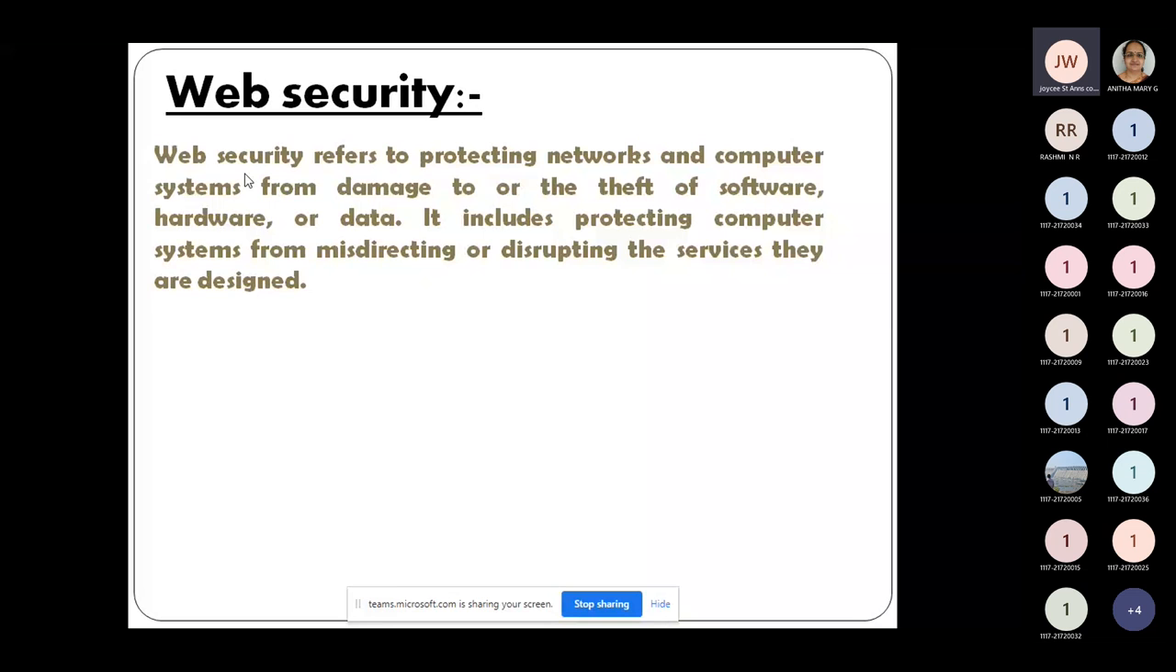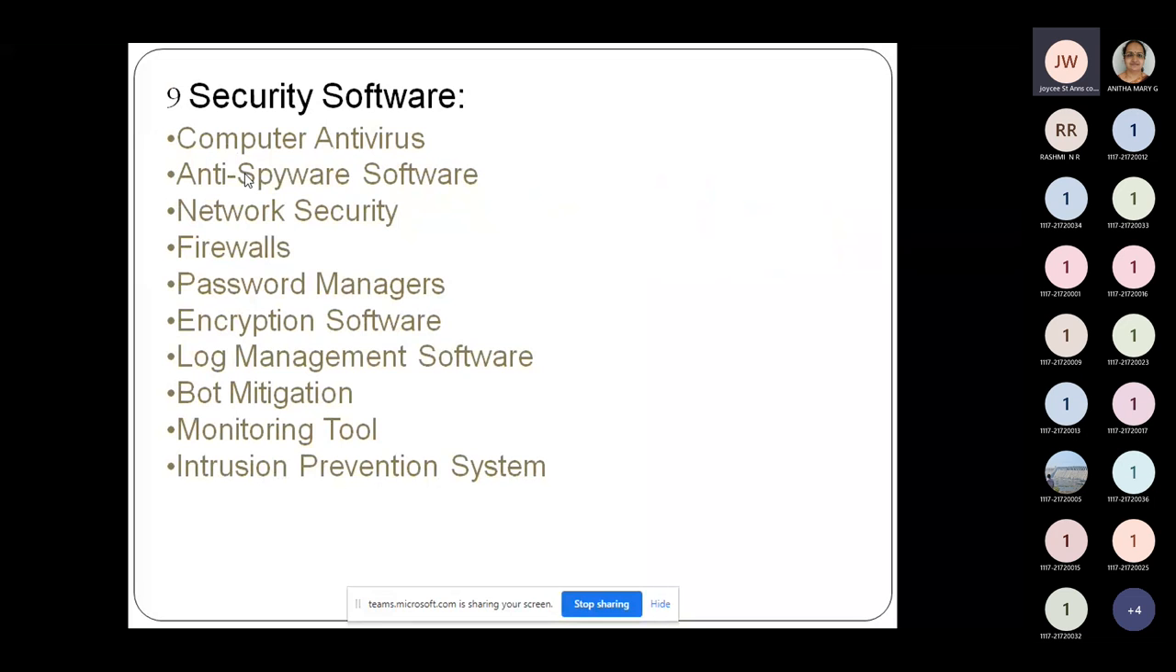In web security, we have nine different security software types. The first one is computer antivirus. Whenever your system is attacked by an unusual virus, it helps you overcome that virus, such as a Trojan, and protects your system. Next one is anti-spyware software, which detects and removes threats such as password recorders and keyloggers.